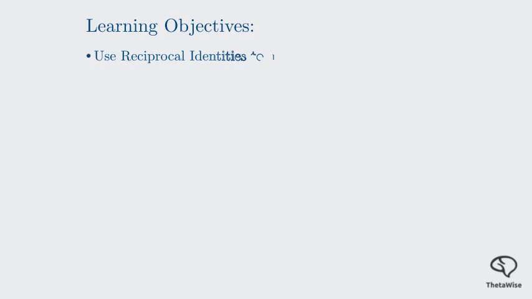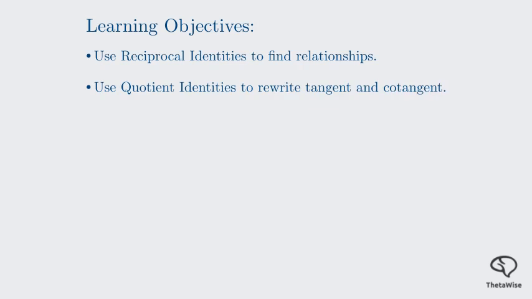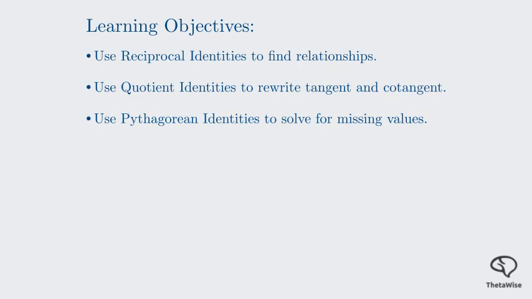Think of this as our chat over coffee, where we break down what might seem like a complex topic into simple, manageable pieces. Today, our main goal is to get really comfortable with the fundamental building blocks of trigonometry. By the end of this video, you'll be able to confidently work with the Pythagorean, reciprocal, and quotient identities to solve problems. Specifically, you will learn to use reciprocal identities to find relationships between trigonometric functions, use quotient identities to rewrite tangent and cotangent, and use Pythagorean identities to solve for missing trigonometric values.